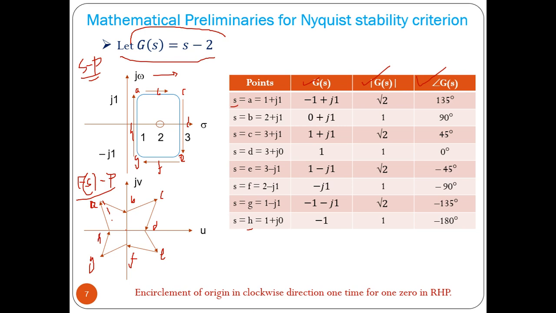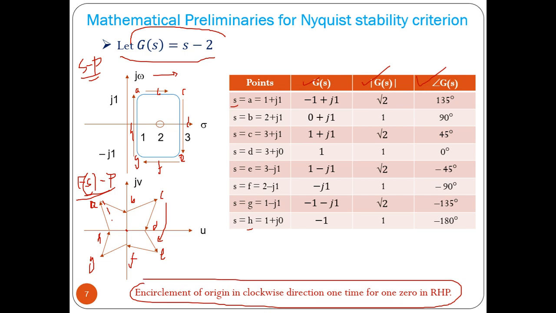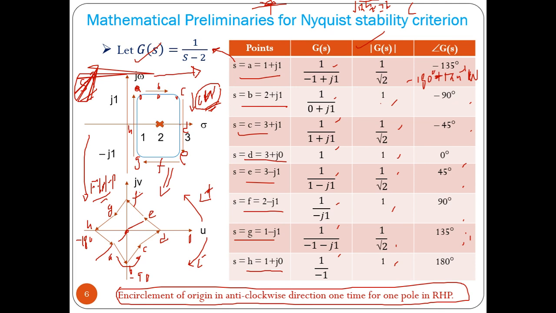So if we have a 0 in the right half plane of the S plane, and if we enclose that and then convert into the FS plane, what we can observe is that this rotation becomes clockwise and the encirclement is only one time in the clockwise direction. So the encirclement of the origin is in the clockwise direction one time for one 0 in the right half plane. So these are the two main points that you have to remember.